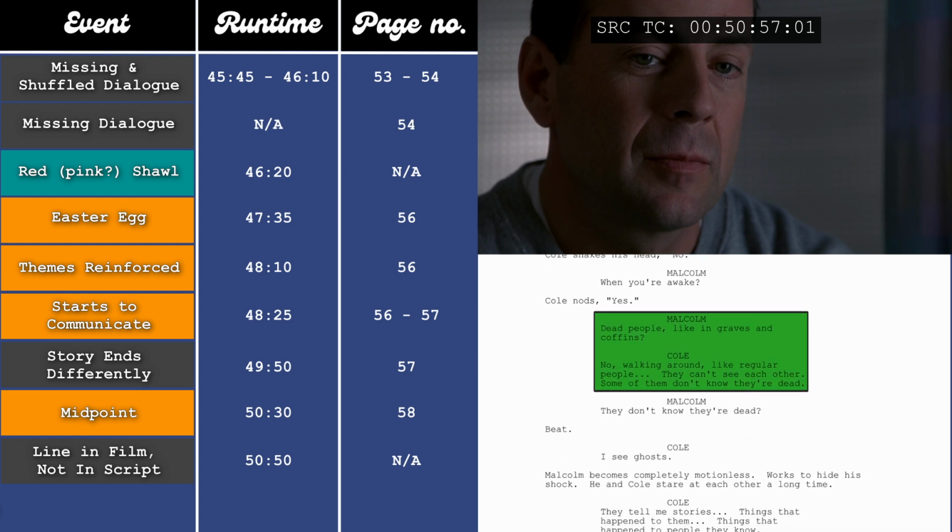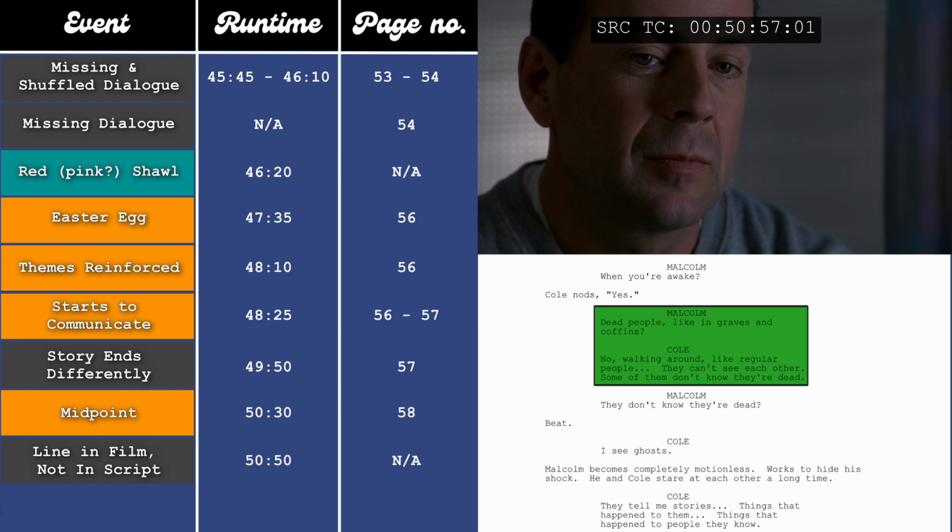So the line, they see what they want to see, isn't in the script, which is really odd because I feel it's quite an important facet of the ghosts. Malcolm not being able to see the cabinet in front of the basement door, the ghosts not knowing they're dead, not seeing their own wounds, etc. So it makes me think when that line was actually added in. After Cole says this, there's some extra dialogue in the script that doesn't appear in the film.